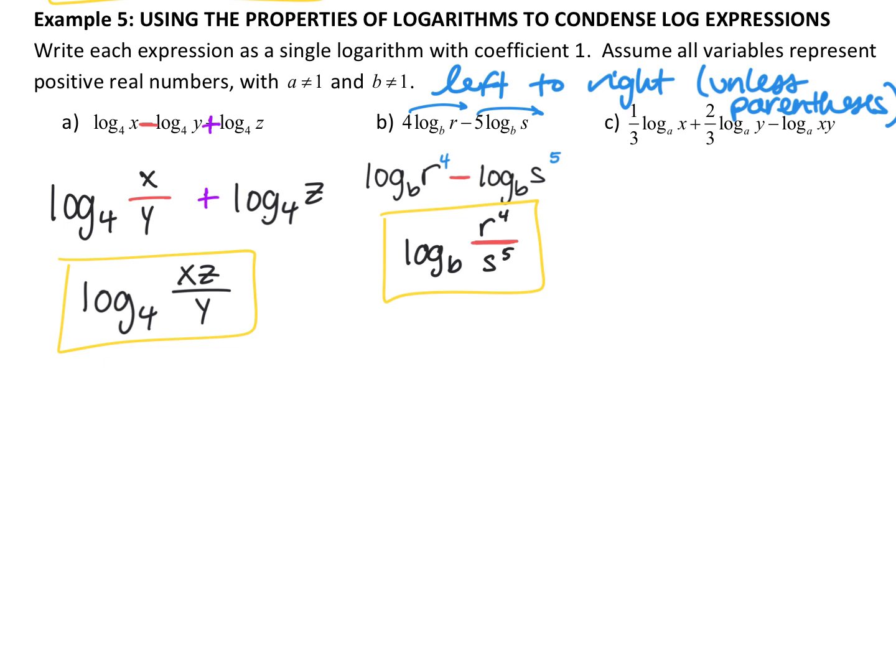Okay, you have some exponents again on the next one because you have 1/3 and 2/3 out in front. So I will rewrite that with you, and then I'll have you try and see if you can condense it from there. Log base a, and it's x to the 1/3 plus log base a y to the 2/3 minus log base a x y.